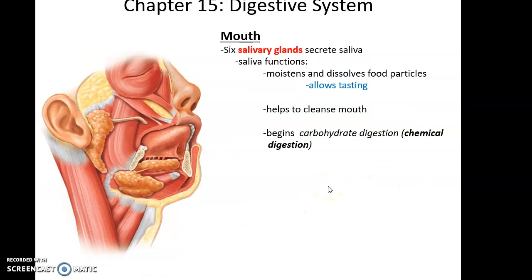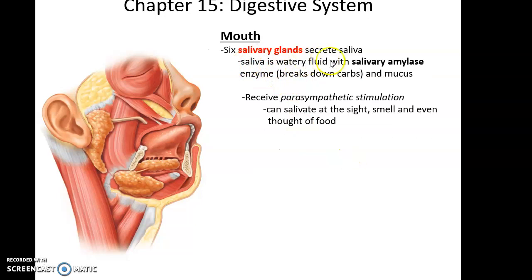There are 6 salivary glands, 3 on each side, and they produce saliva. Saliva is important. It helps to moisten and dissolve food particles. The chemicals that get dissolved can then allow for tasting by the taste buds. It helps to keep the mouth cleansed and moist. And it also begins carbohydrate digestion. So there are enzymes in the saliva that start to break down carbohydrates. So chemical digestion does indeed occur in the oral cavity.